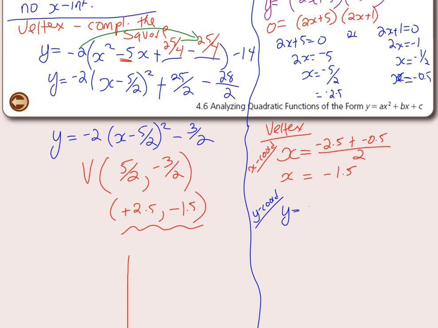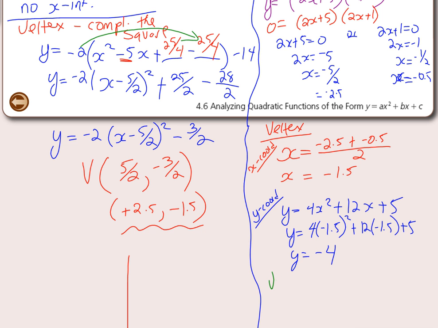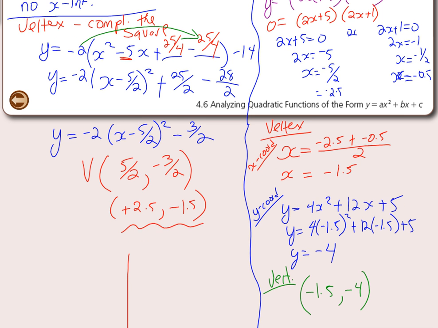Plug the x back into the original: y equals 4x squared plus 12x plus 5. Wherever you see an x, put negative 1.5. There it is: squared, plus 12 times negative 1.5, plus 5. Punch that into your calculator as you see it, and it pops out negative 4. My vertex is negative 1.5, comma, negative 4.